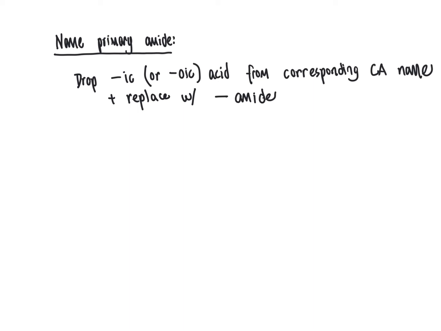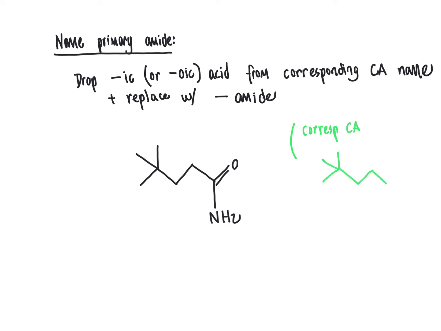So let's determine the name for an example primary amide molecule. I'm going to draw out a structure here. This is the molecule we'll start with. We recognize this straight away as a primary amide because we have an NH2 group here. There are no carbons directly bonded to this nitrogen other than the carbonyl. So this is a primary amide. And to name it, keep in mind that the corresponding carboxylic acid would have that same length of carbon chain, and the carbonyl group, rather than the nitrogen, would have an OH group.